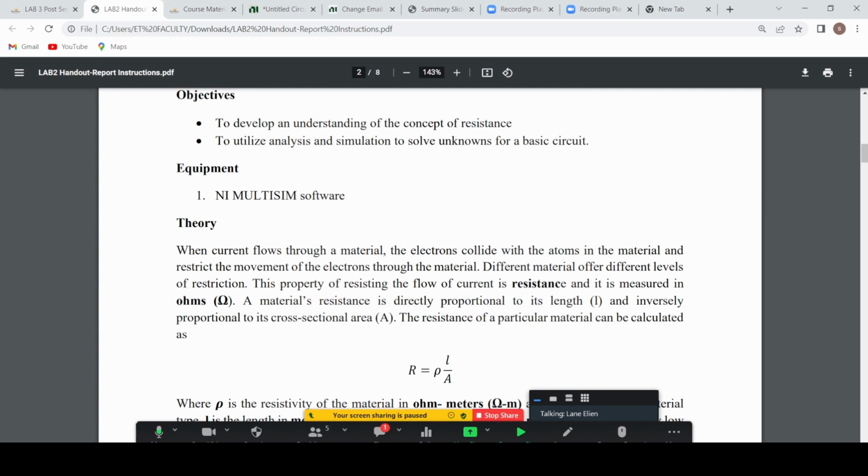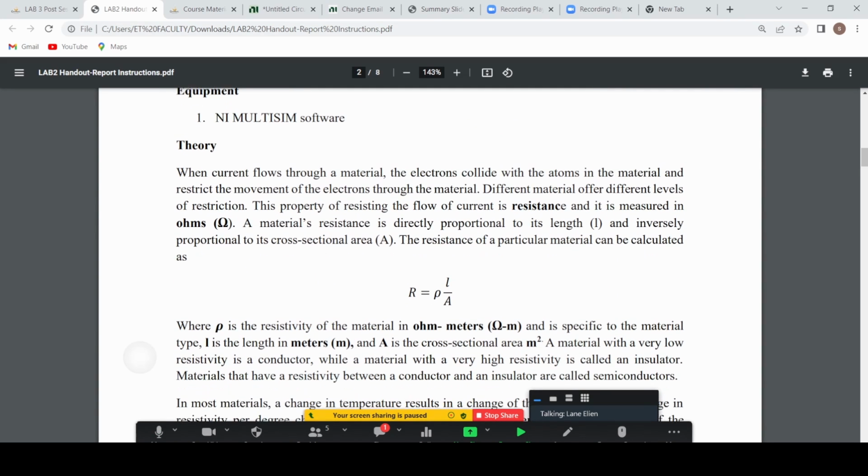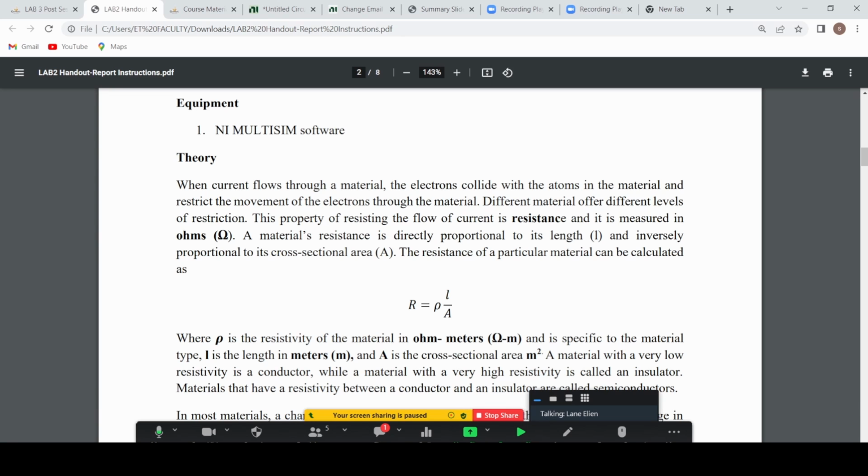Now, when we talk about analysis, we are talking about how we can use equations that describe the relationships between components to get certain unknowns. So again, anytime we talk about using equations to solve the problem, this is called analysis. Simulation, on the other hand, is where we use a computer to solve the problem. Now, in our case, we are using a graphical interface to create the circuit and to put the values, and we are using the computer to measure those values. So the computer will calculate the answer, and this is what we are getting. So the equipment, like I said, you need the NI Multisim software.